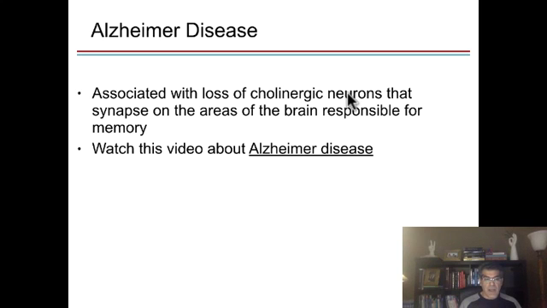So in the brain, cholinergic neurons start dying. We don't really know exactly why. We have many ideas, but for some reason, this cholinergic neuron starts dying. We know that they are very important for memory. As a result, one of the signs of this Alzheimer patient is they lose their memory.